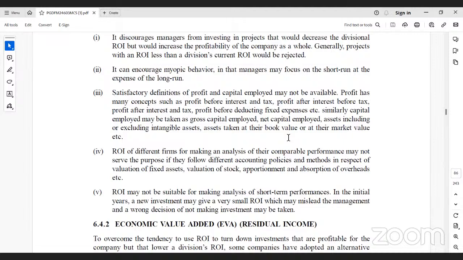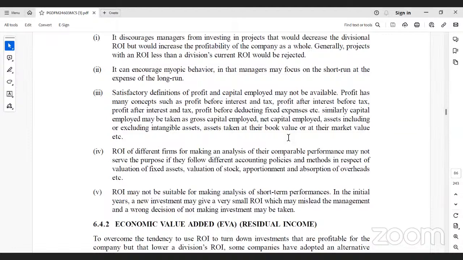Assets can be at book value or market value, so various assumptions are involved in calculating this ROI. The ROIs of different firms make analysis of their comparable performance difficult, because firms follow different accounting policies and methods in respect of the valuation of fixed assets and the valuation of stocks.